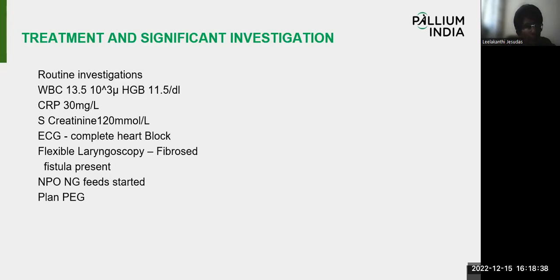So the routine investigations were done. WBC and hemoglobin were normal, with a slight elevation of WBC. CRP was also a little high. Creatinine was 120. ECG showed complete heart block. Flexible laryngoscopy was done, and it was found that it was fibrous and a fistula was present. So we had to keep him nil oral and start NG feeds. There was a plan to do PEG, a gastrostomy, but that was not done.